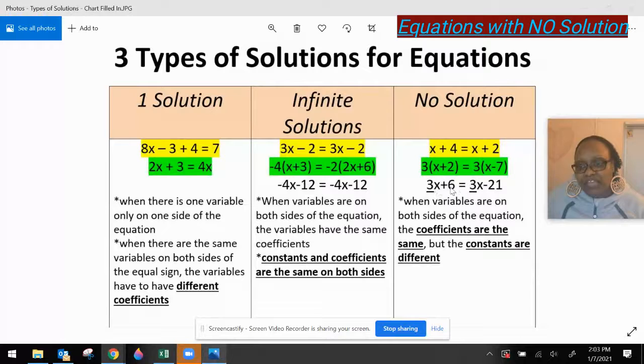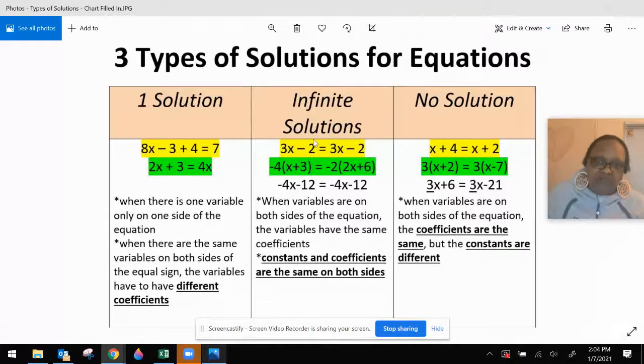So if I were to plug in a number here, like let's use this yellow one, let's say x equals 5. Then on the left side, I'm saying 5 plus 4, so that's 9. And on the right side, I'm saying 5 plus 2, which is 7. But 9 does not equal 7. That's a false statement. It's not true. It's wrong. So any time the left side of an equation does not equal the right side, and you can tell by looking at the coefficients and then the constants, that is no solution.